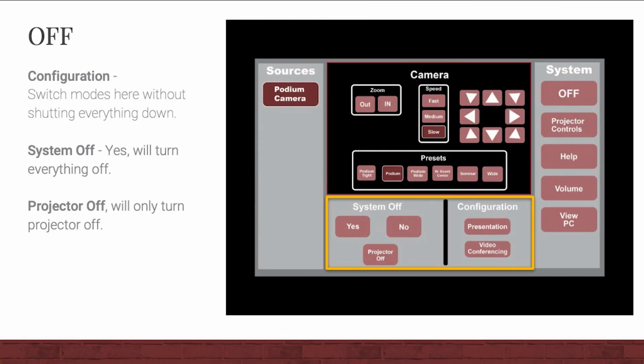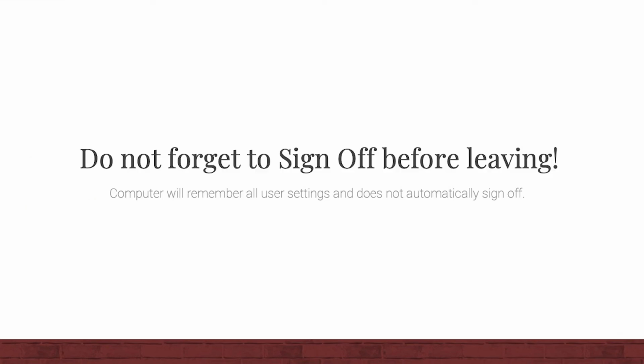Now let's go back to the top of the settings to Off. Under Configuration, you can switch modes without restarting the system. In Systems Off, you can turn the projector off or turn off the system by clicking Yes. Do not forget to sign off before leaving the classroom. The computers will remember your user settings and will not log off automatically. Note that any data left on an unlocked computer is open to access to anyone.